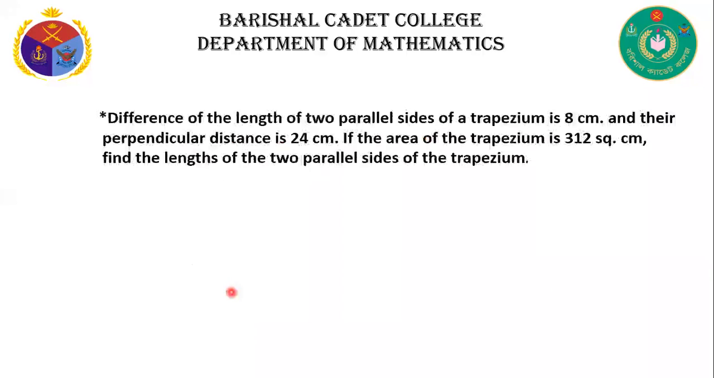Now another question. Difference of the length of two parallel sides of a trapezium is 8 centimeter and their perpendicular distance is 24 centimeter. If the area of the trapezium is 312 square centimeter, then find the length of the two parallel sides of the trapezium.